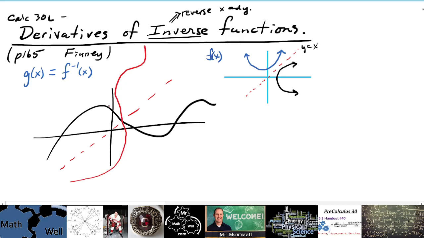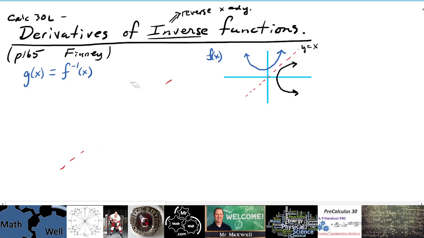So what we want to do is work with inverses without actually determining what the equations of the inverses are, because that's a lot of work. And we're going to try and bypass that. And there is a way that we can bypass that. First of all, I want to set this up by showing you this. I don't know if you have this written down. We're going to let g of x equal the inverse of f of x, okay?